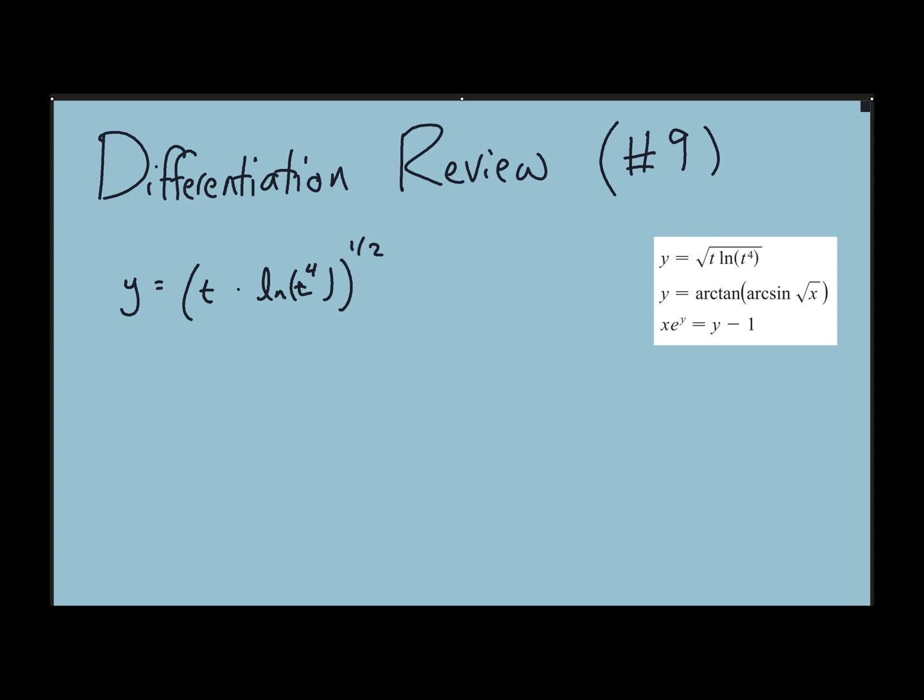There's one other thing you should notice, because you want to save yourself some trouble. Make sure you remember the natural log rules let you take the exponent right out. So I'll write this instead as 4t ln of t to the 1/2.